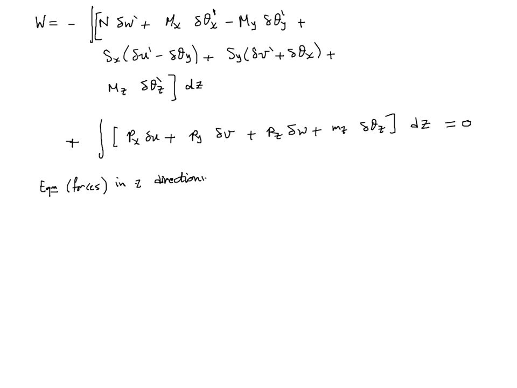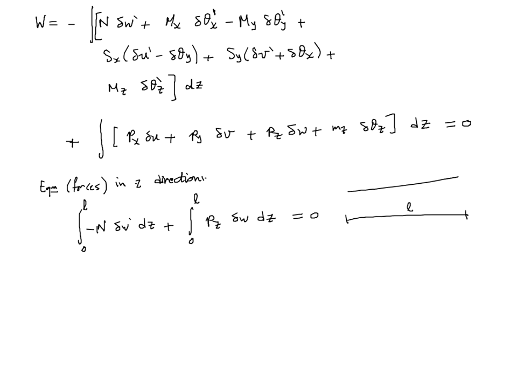So what we do for this is we look at the terms which contain delta w, which are: integration of minus N delta w prime dz plus integration of p_z delta w dz equals 0. So we integrate by parts. Let us say that the limits of integration are from 0 to L, where L is the finite length of the beam. So we have a beam here of length L.